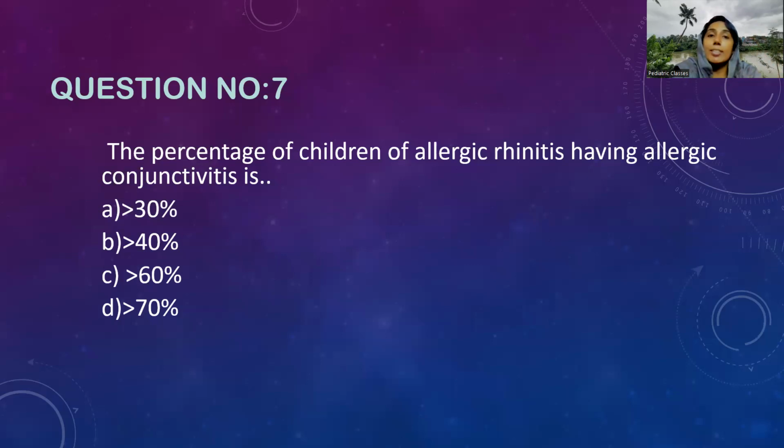You know, allergic conjunctivitis, allergic rhinitis, asthma, all these belong to a spectrum of diseases. So many times we see that allergic rhinitis patients are having allergic conjunctivitis and vice versa. What is the general percentage of allergic conjunctivitis in the normal population? That is around 20%. But in a patient with allergic rhinitis, the risk of allergic conjunctivitis, options are more than 30%, more than 40%, more than 60%, and more than 70%.